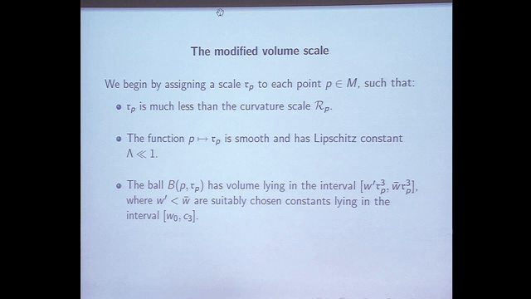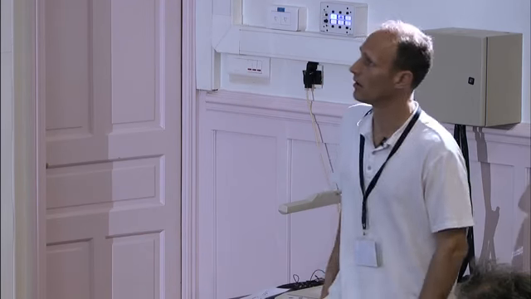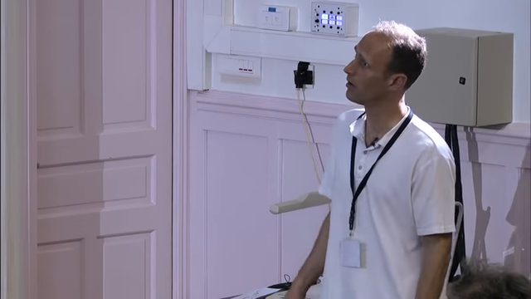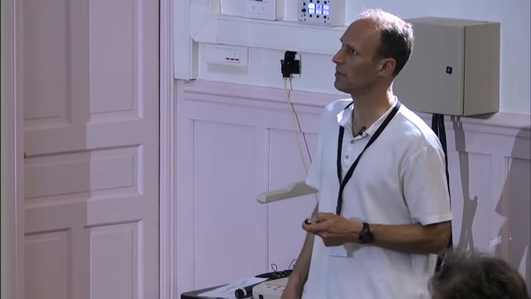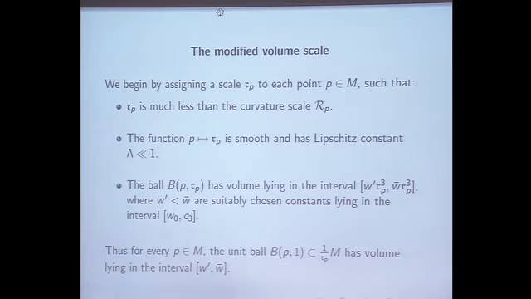Okay? So now if we look at any point in the manifold, we look at the ball of this radius, its volume lies between the radius cubed times W prime and W bar times the radius cubed, where W prime and W bar are suitably chosen constants lying in this interval. You should think of them as both being large compared to W_0, but small compared to the volume of the Euclidean ball. So what this means is if you choose any point in the manifold and rescale the manifold by the scale attached to that point, the unit ball in the resulting rescaled object has volume lying in the interval W prime, W bar.